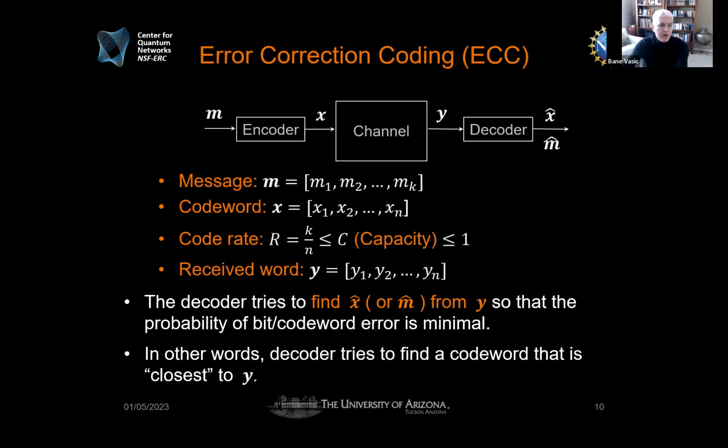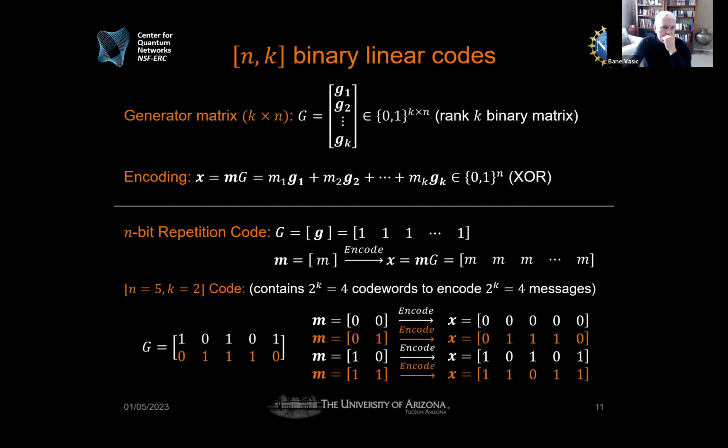If k is, I don't know, 100 or 1,000, which is typical in practice, you'll see that the size of this lookup table will be 2 to the 100 or 2 to the 1,000, depending on k, which is impractical. Because of this, we use another idea, and we choose the mapping between message bits and code words to be linear. So this is what we do.